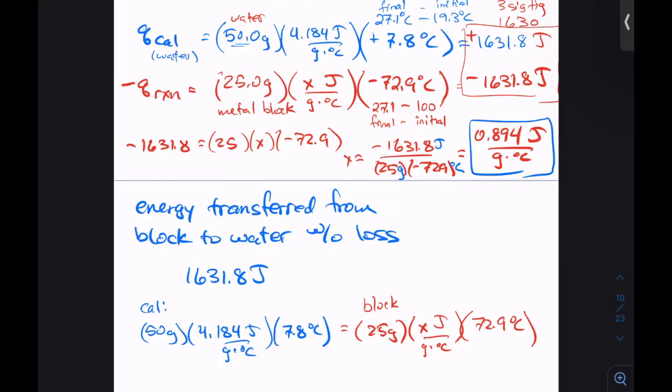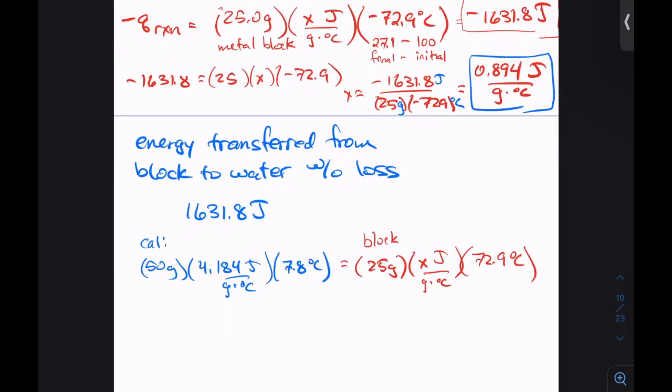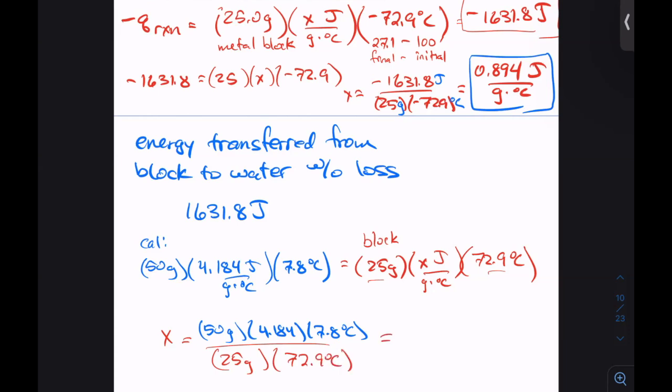And it works the same way, okay? And in fact, for a problem like this, you don't really need to pay attention to the sign convention because specific heat capacity is always going to be a positive value. If we solve for X, X is going to be equal to 50 grams, 4.184, 7.8 degrees Celsius, divided by the two knowns that we had from the block, 25 grams and 72.9 degrees Celsius. And you should get the same answer, okay?